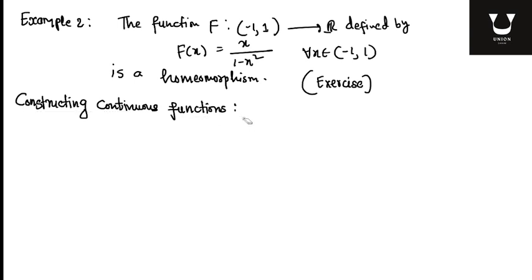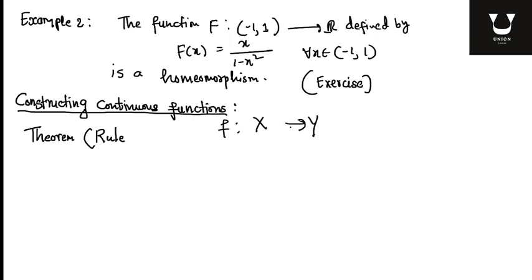What about in a topological space? Is it true? So the answer to all those questions is given by the following theorem, which also gives us a rule for constructing continuous functions. Okay? So, theorem, which gives us the rule for, if somebody asks you to construct, given two topological spaces x and y, a function f from x to y which is continuous, then just by using the rule which I'm going to discuss, you can construct. So let us discuss the rule for constructing continuous functions.